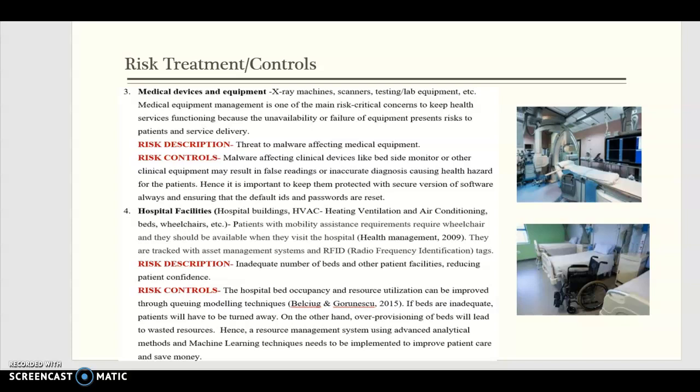Hospital facilities like air conditioning, wheelchairs, beds, etc., are other important assets, and they have to be available all the time. Inadequate number of beds and other patient facilities will reduce patient confidence. Hence, we can also see that if the beds are inadequate, patients will have to be turned away. On the other hand, over provisioning of beds will lead to wasted resources. Hence, we need to have a resource management system using advanced analytical methods and machine learning techniques to improve patient care, and this will save money.